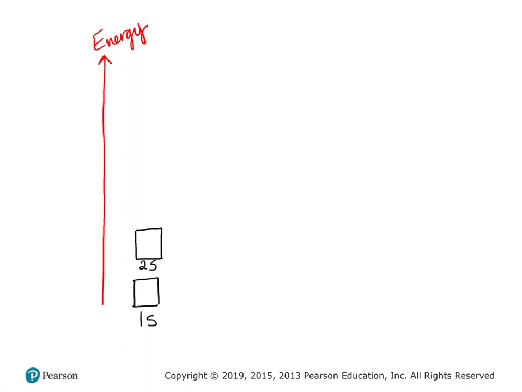We also said that s orbitals are lower in energy than p orbitals, which are lower in energy than d orbitals, which are lower in energy than f orbitals. So also in energy level 2, there are 3 p orbitals, and they're going to be a little bit higher in energy than the 2s orbitals. So we'll call these the 2p orbitals.